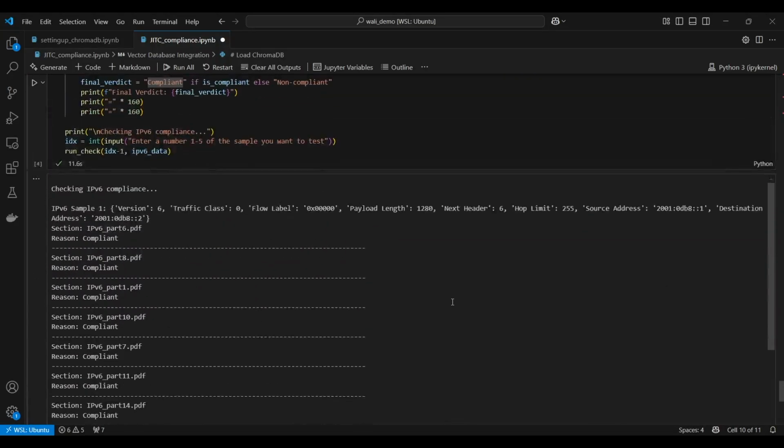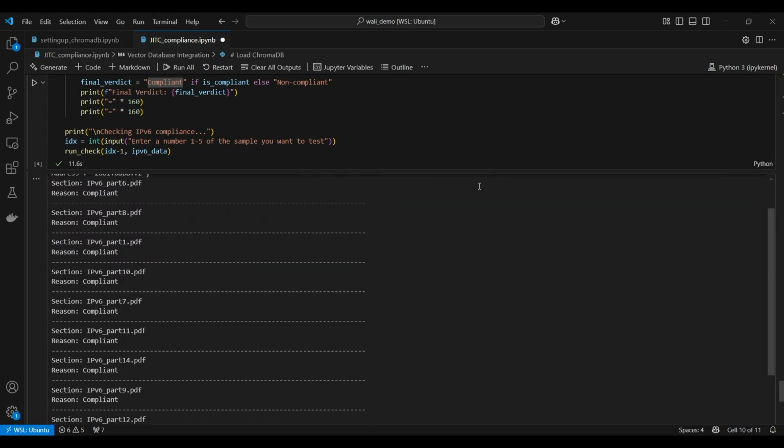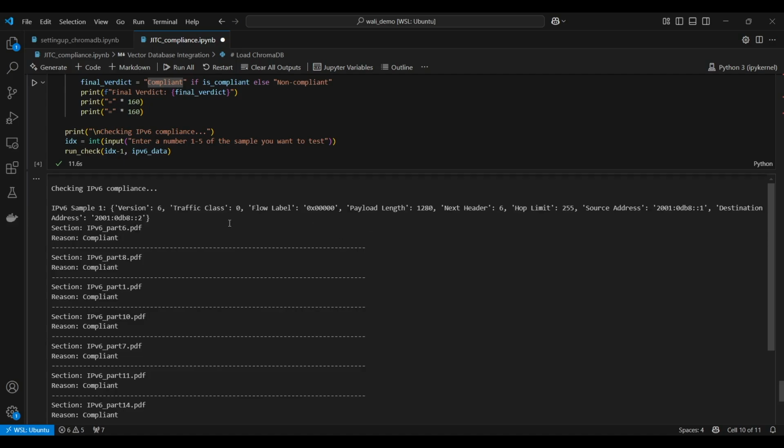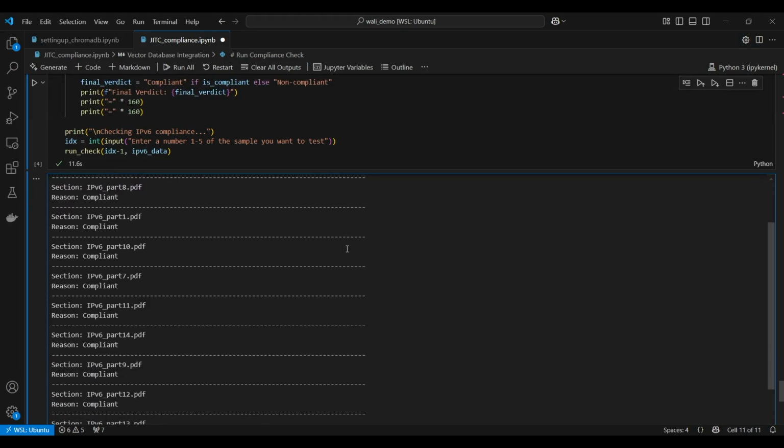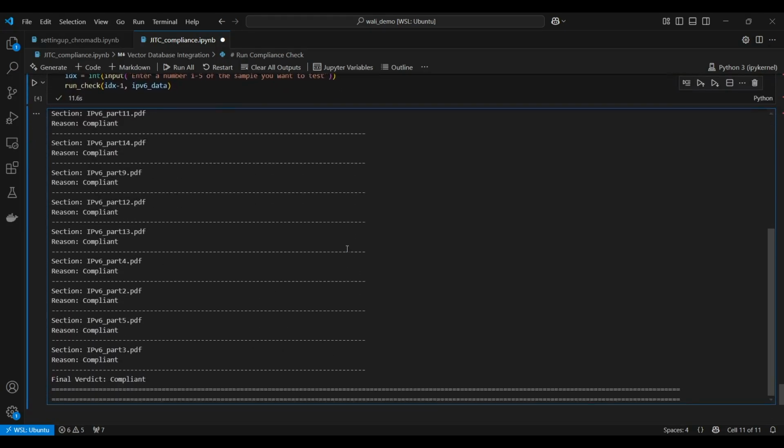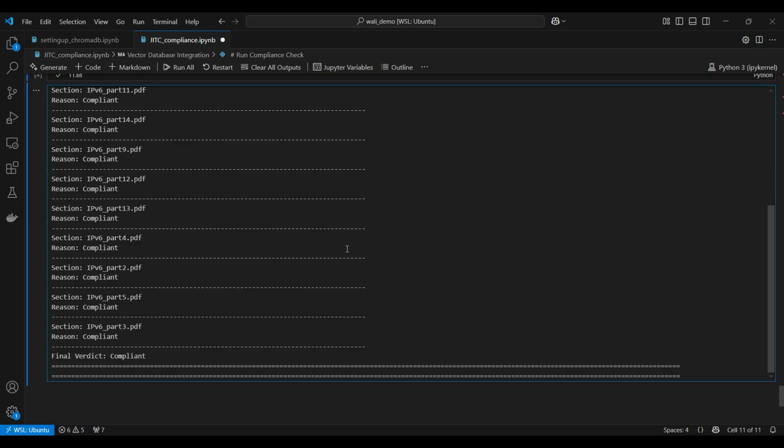Upon reviewing the output, we can see that it is divided into several sections. Each section has its agent, and as we can see, every section found the packet to be compliant, so the final verdict at the bottom is also compliant. If any agent finds the packet is non-compliant for its section, then the final verdict will be non-compliant.